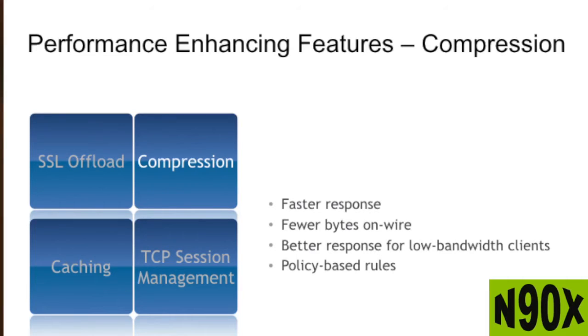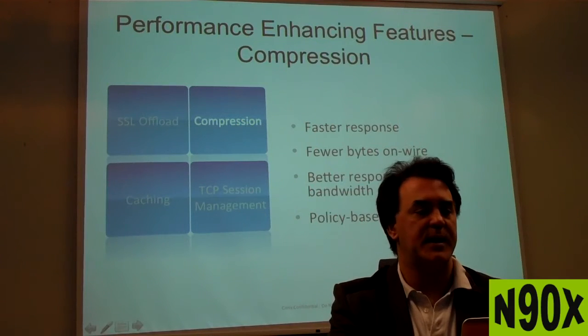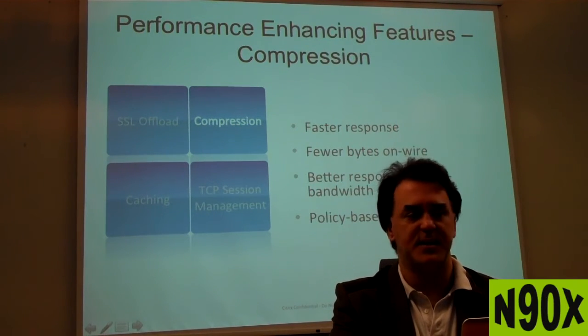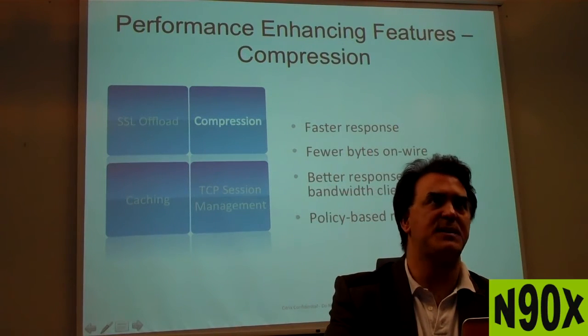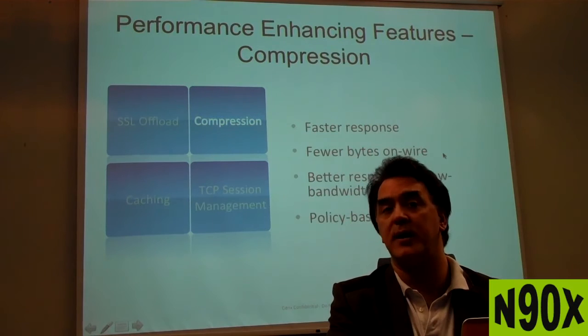I mentioned compression, right? Faster response because you have less bytes on the wire, and better response for low bandwidth clients. And these are all policy rule based. So you can specify what gets compressed. You can even specify who it gets compressed for if you wanted to.